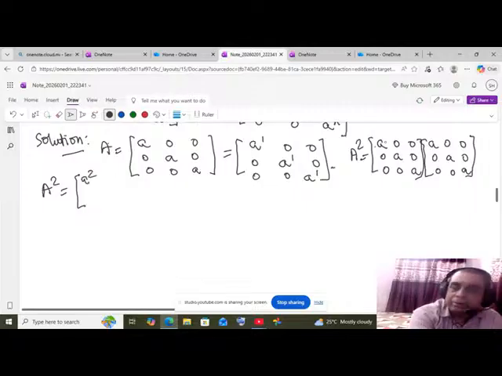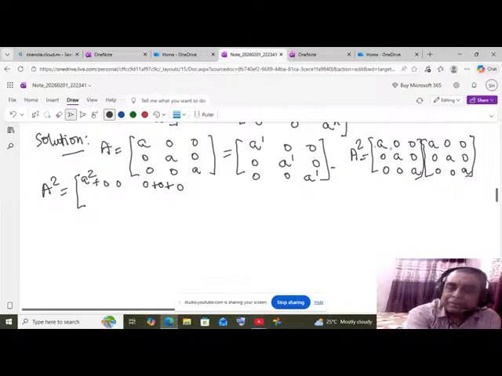Now the first row multiplied with the first column: 0 multiplied with 0 is 0, and again 0 multiplied with 0 is 0. That is the first element of the first row. Now the first row multiplies with the second column, and write it in first row, second column. So A multiplied with 0 is 0, plus add it all up: 0 multiplied with A is 0, plus 0 multiplied with 0 is 0.